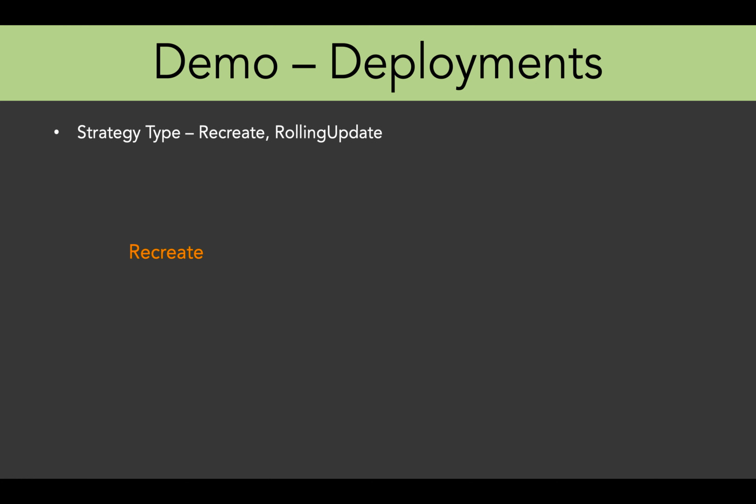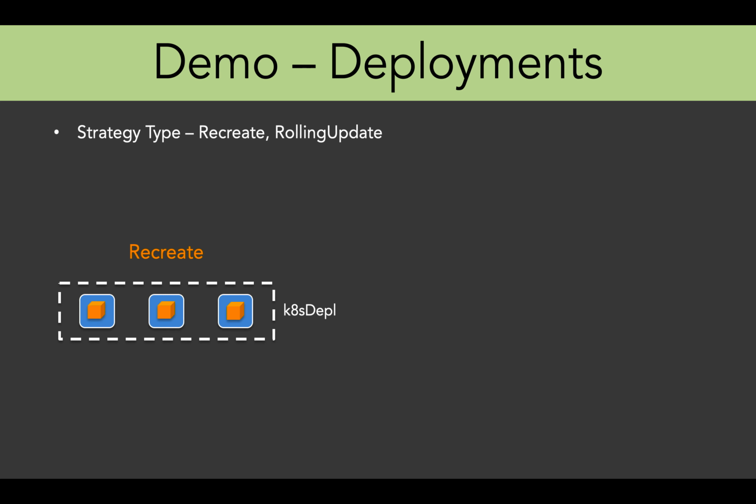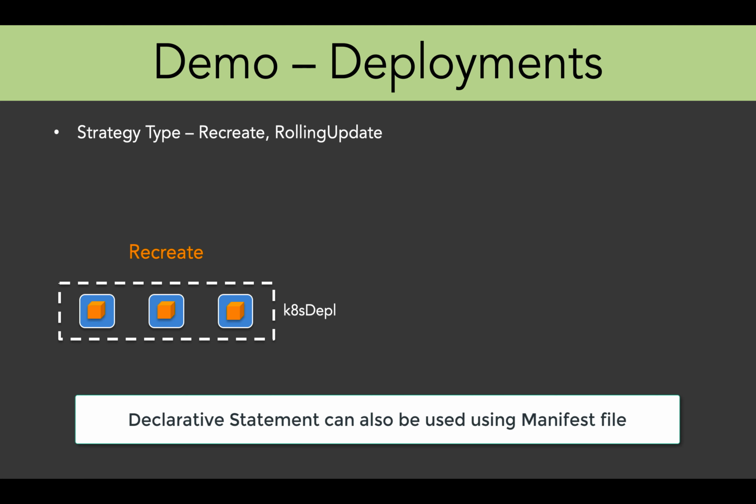The way recreate strategy works is that we have an existing deployment. Let's say the name of the deployment is k8sdepl. It has three pods, and all of them have orange containers. Now because of some feature changes, we want to update the containers. So what we do is we use kubectl command line tool to update the container image and do the deployment.